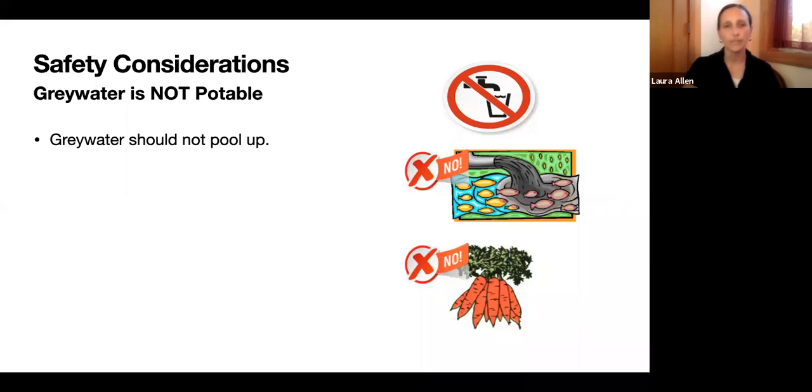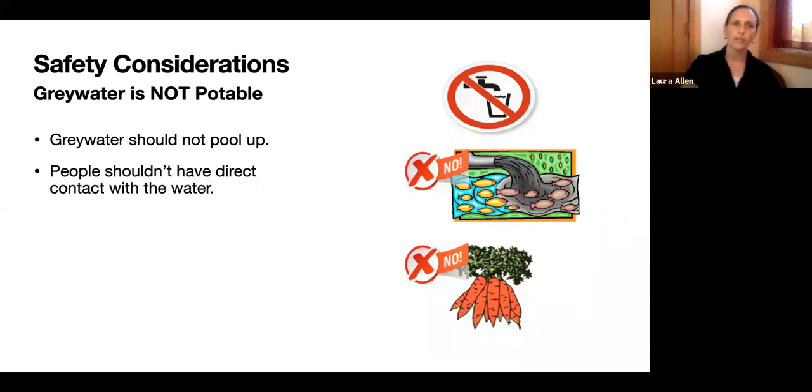These are also code requirements. Gray water should not pool up. We don't want to have puddles of it, ponds of it. That would be a place for kids to access it, and vectors like mosquitoes could breed in that. We don't want our gray water system to cause any other problems. So no puddles of gray water.